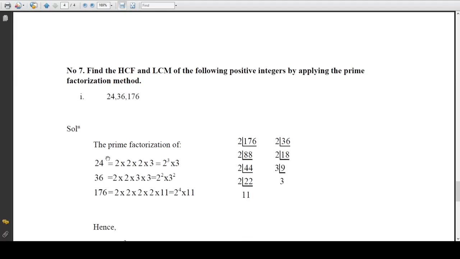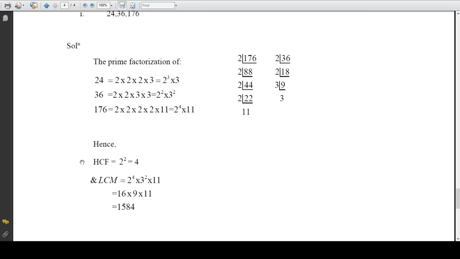We have to find the factors of 24, 36 and 176. Okay, I've shown you here how factorization is being done. Now 24, the factors are 2 cubed multiply 3. 36, they are 2 square multiply 3 square, and 176, they are 2 power 4 multiply 11. Hence the HCF will be, what will be the HCF? The common prime with the lowest power.